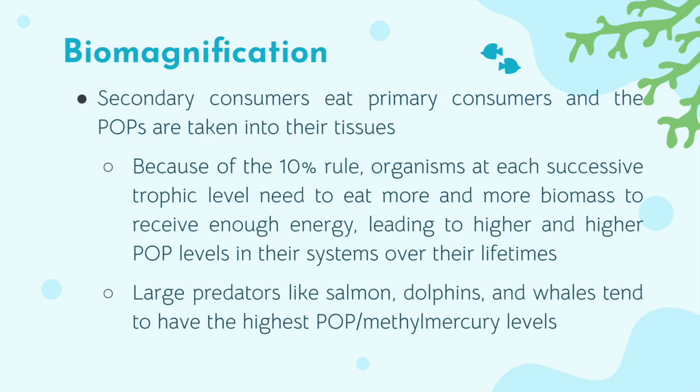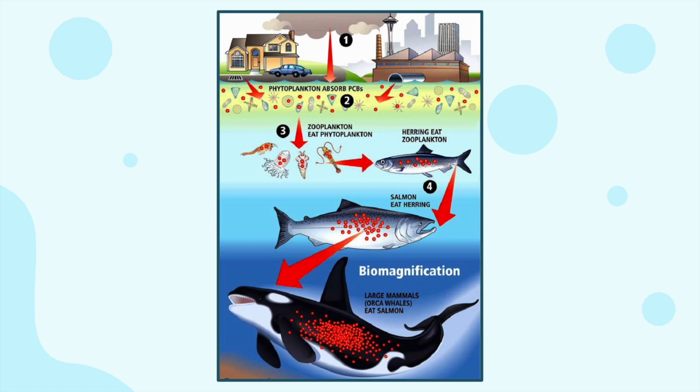Secondary consumers will then eat primary consumers, and the POPs are then taken into their tissues. Again, because of the 10% rule, organisms at each successive trophic level need to eat more and more biomass to receive enough energy. This leads to higher and higher concentrations of POPs in their systems over their lifetimes. Large predators like salmon, dolphins, and whales tend to have the highest POP or methylmercury levels in their system. So this is just an example of the biomagnification effect.